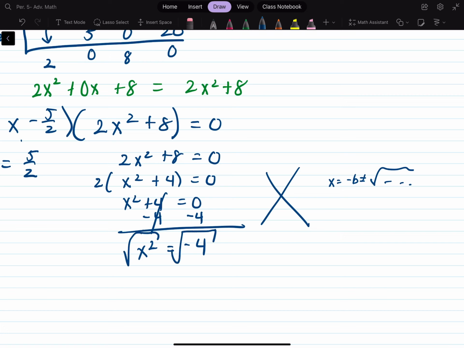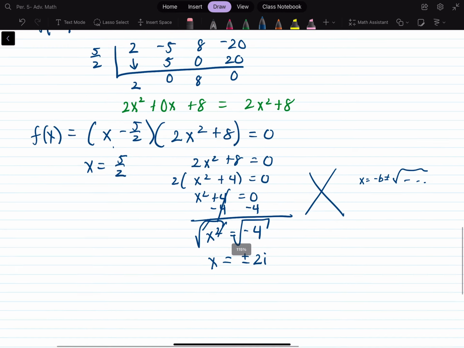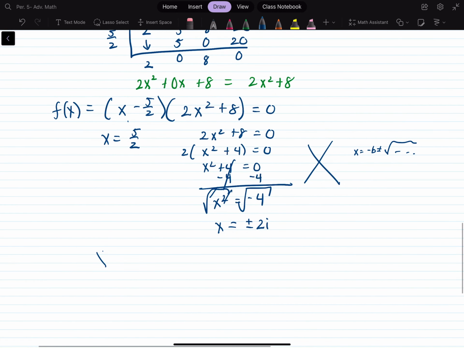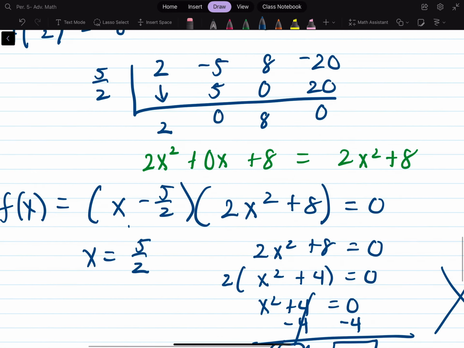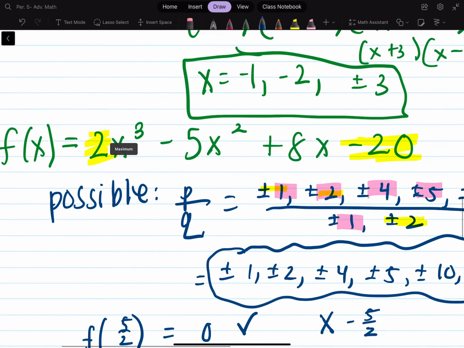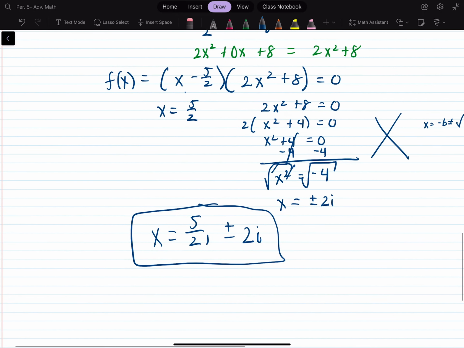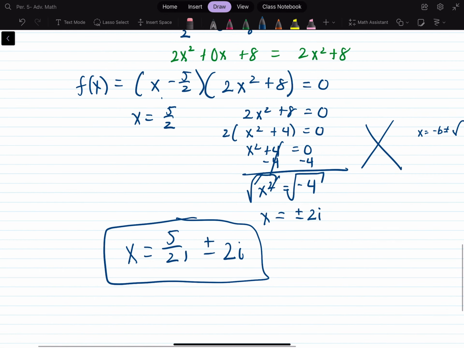And then you can solve this by taking a square root to both sides of this equation. On the left-hand side, the square root and the squared eliminate out, and you're left with just x is equal to, well, what is the square root of negative 4? You guys know it is positive or negative 2i. So in this case, my three roots here are x is equal to a positive 5 over 2 and then a positive or negative 2i. And again, we got three roots, 1, 2, 3, and we did have a degree of 3, so we know that we have our 3 actual zeros here.